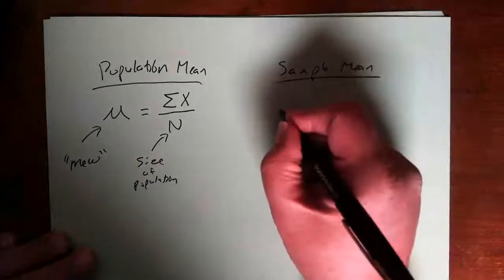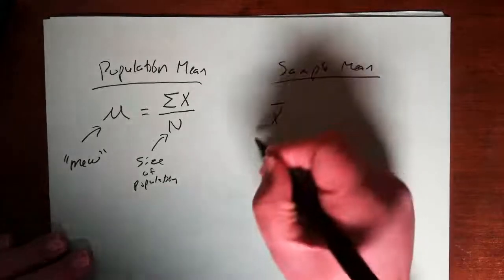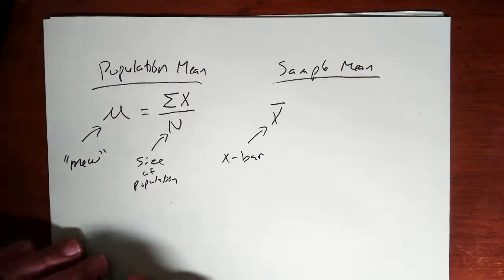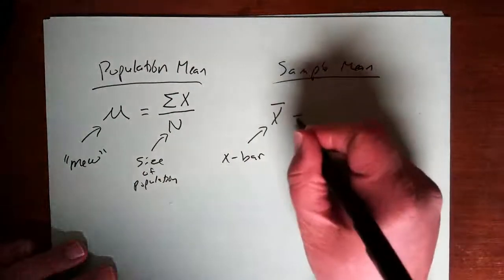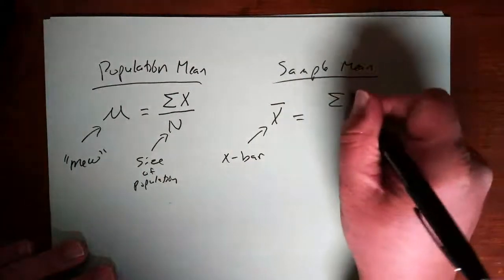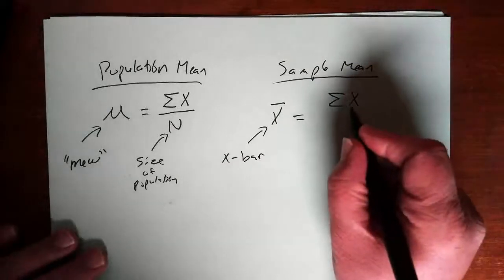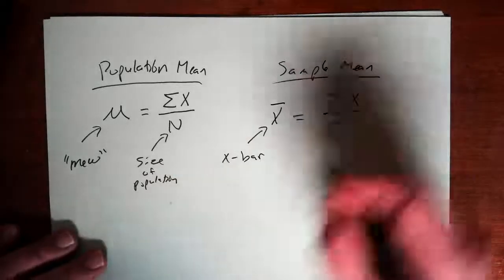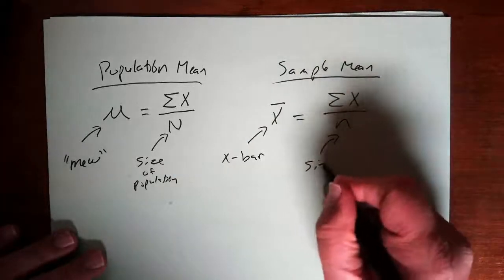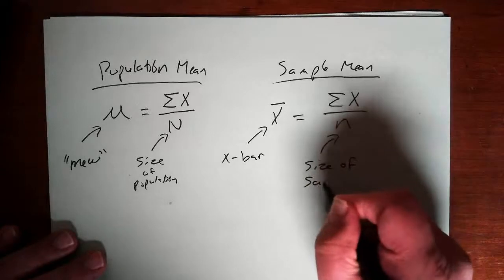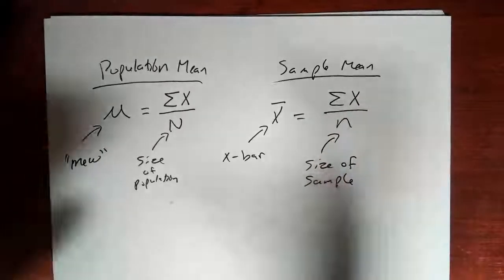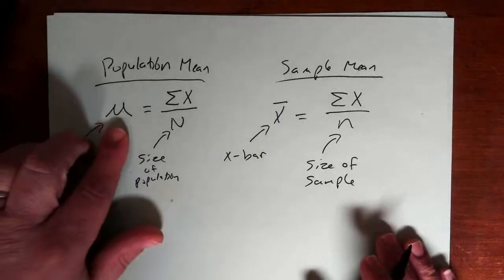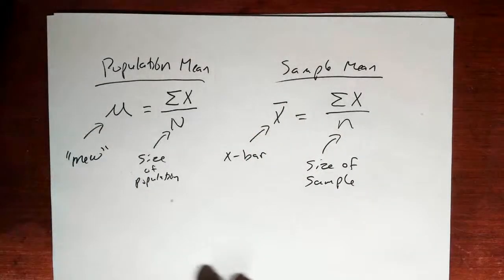So for the sample mean, we're going to use the x bar symbol. You just say x bar, and that represents a sample mean. The formula would be the sum of x, but this would be the sum of the values in sample x, and you divide by little n, because little n is the size of a sample. So just a little bit of notational difference. Really, the calculation is the same, but if it's a population, you're using mu. If it's a sample, you're using x bar.